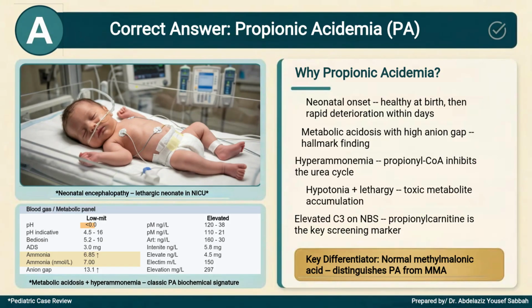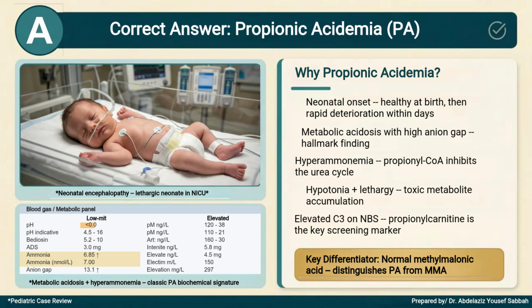This is the classic neonatal onset presentation. The infant appears healthy at birth, then deteriorates rapidly within days. The hallmark biochemical finding is metabolic acidosis with a high anion gap. Hyperammonemia occurs because propionyl coenzyme A inhibits the urea cycle. Hypotonia and lethargy result from toxic metabolite accumulation. Elevated propionylcarnitine, known as C3, on newborn screening is the key screening marker. A critical differentiator from methylmalonic acidemia is that methylmalonic acid levels are normal in propionic acidemia.